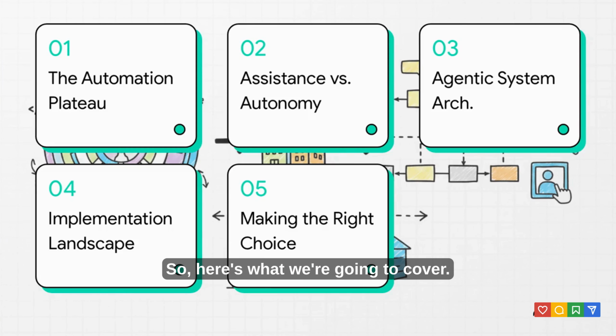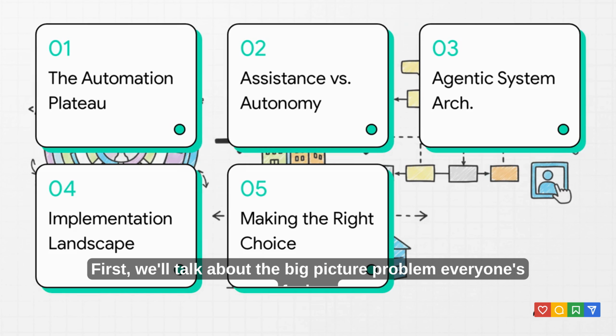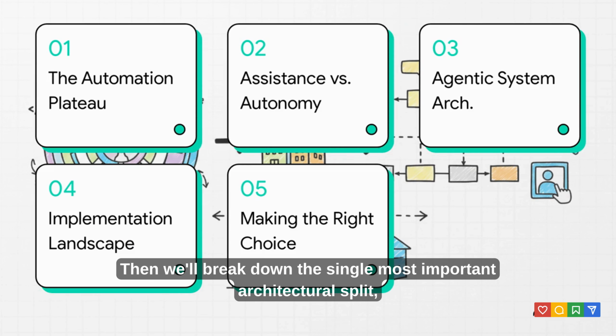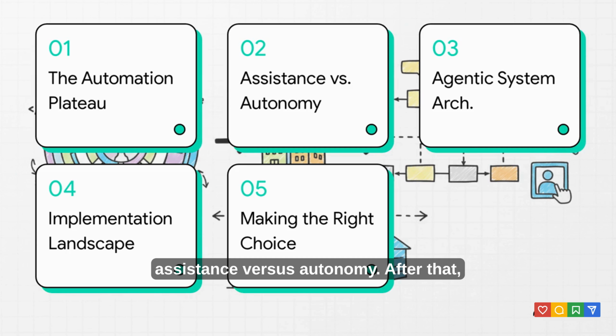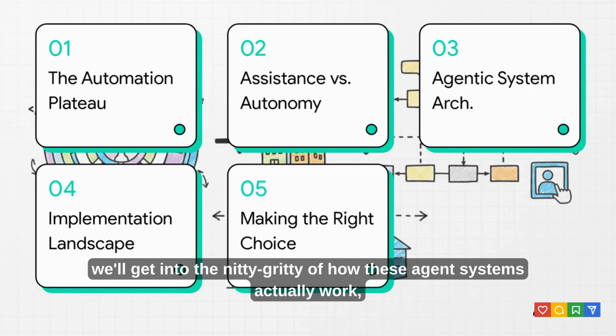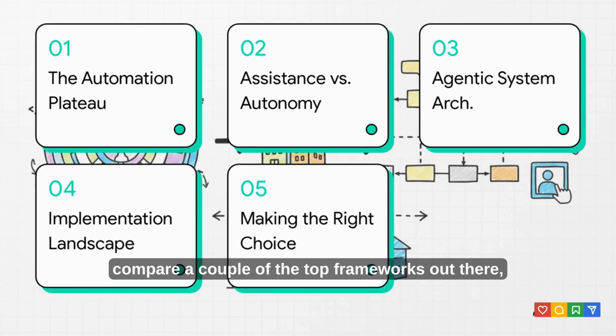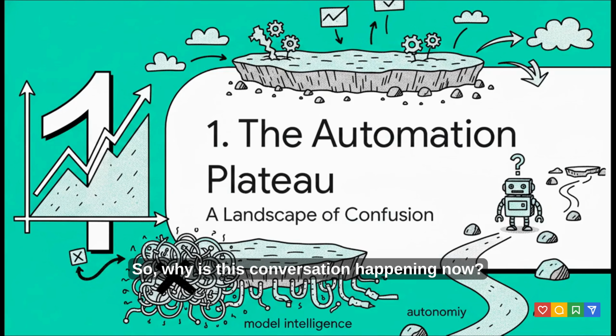So here's what we're going to cover. First, we'll talk about the big picture problem everyone's facing. Then we'll break down the single most important architectural split, assistance versus autonomy. After that, we'll get into the nitty-gritty of how these agent systems actually work, compare a couple of the top frameworks out there, and then wrap it all up with how you can make the right call for your own project.